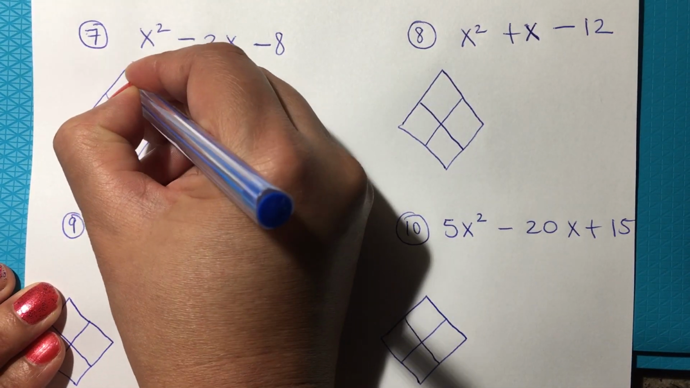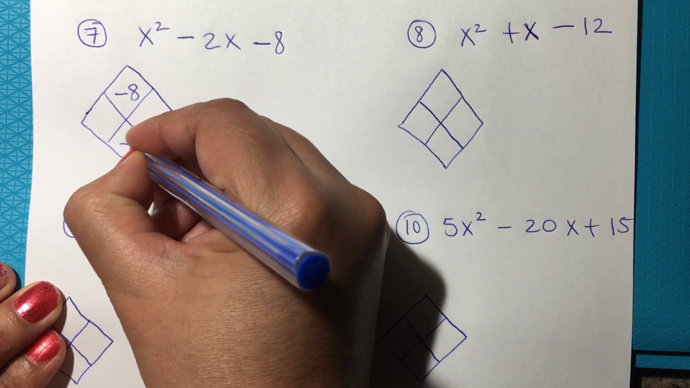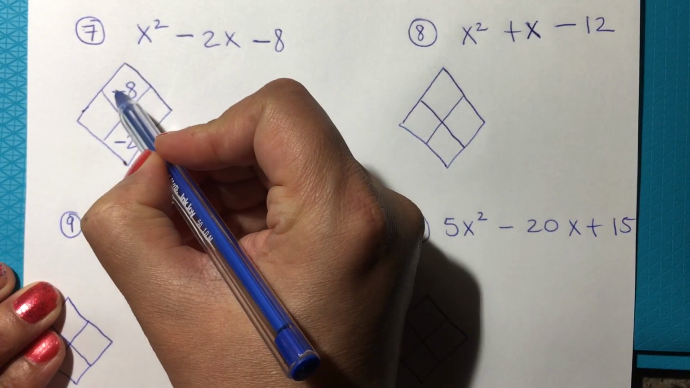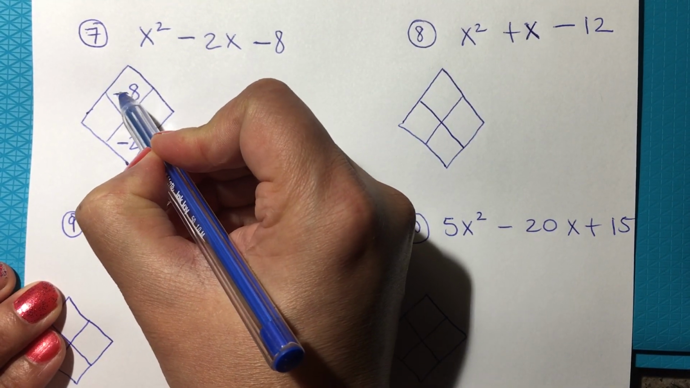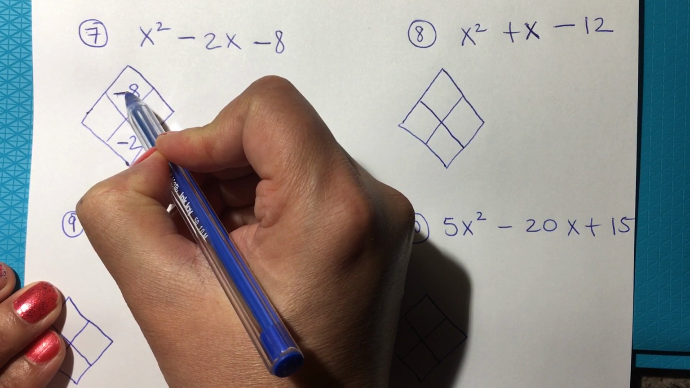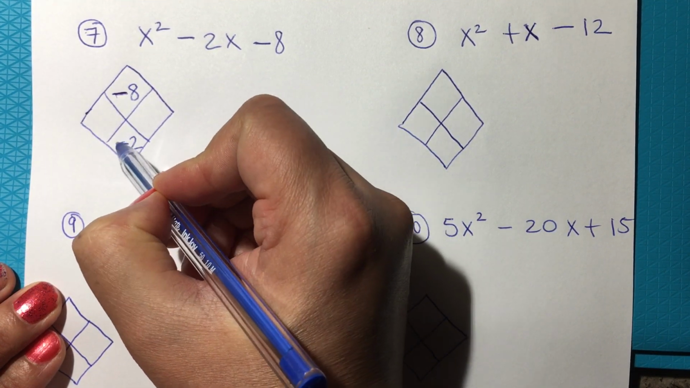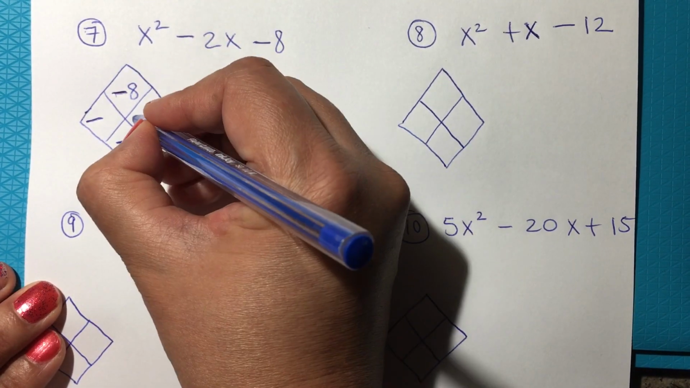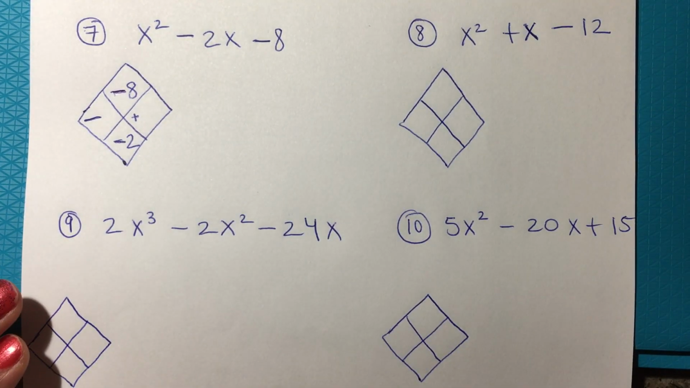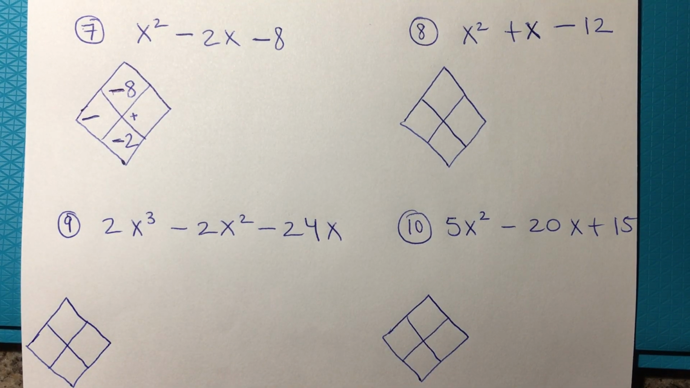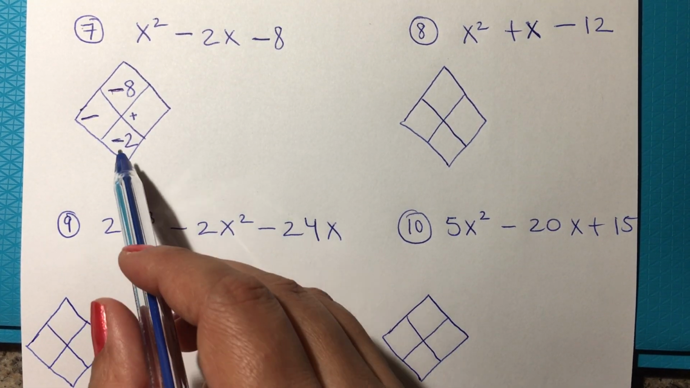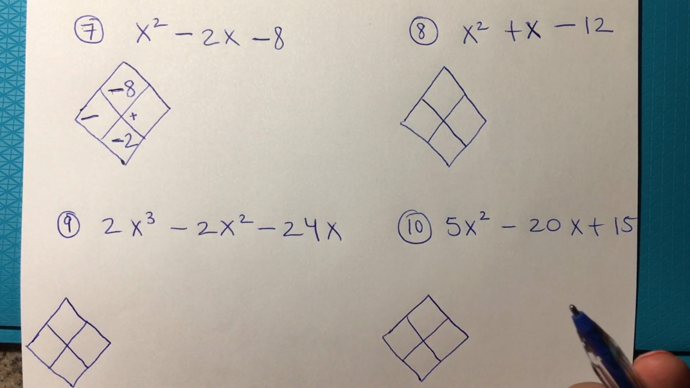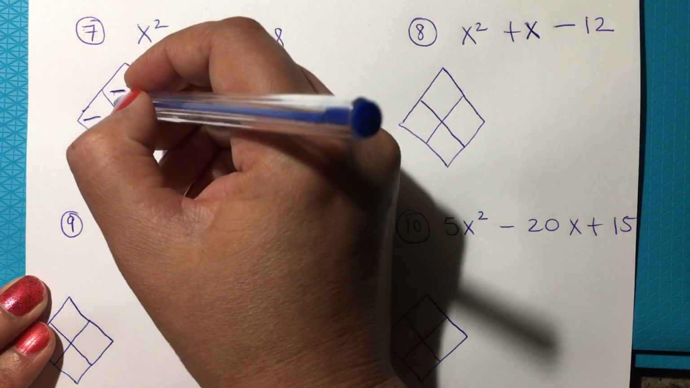Now I have -8 and -2. This tells me that I'm going to subtract them, that we have one positive and one negative, and this is the greatest number. So the smallest will be positive. And what two numbers multiplied equals -8, but when you subtract them equals 2? Well, it's 4 times 2.